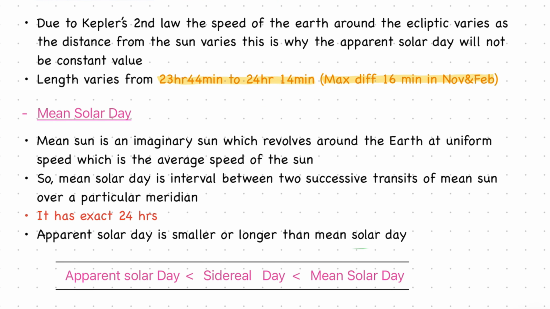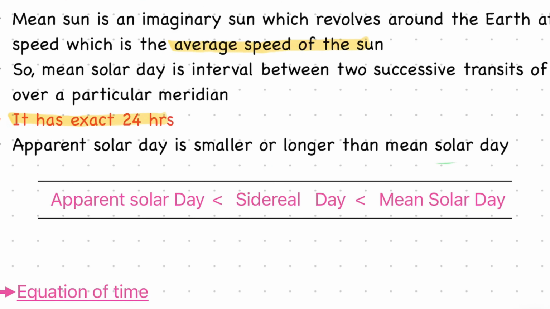Mean solar day. The mean sun is an imaginary sun which revolves around the earth at uniform speed, which is the average speed of the sun. So the mean solar day is the interval between 2 successive transits of the mean sun over a particular meridian. It has exactly 24 hours. The apparent solar day is shorter or longer than the mean solar day. As you can see, the mean solar day has the highest time frame among these, and our normal days are also mean solar days. You just have to remember the terms and times, because these are not that significant, but you should remember the time.